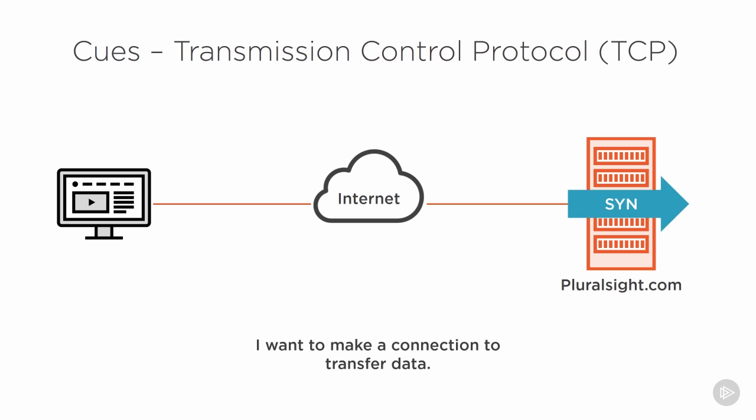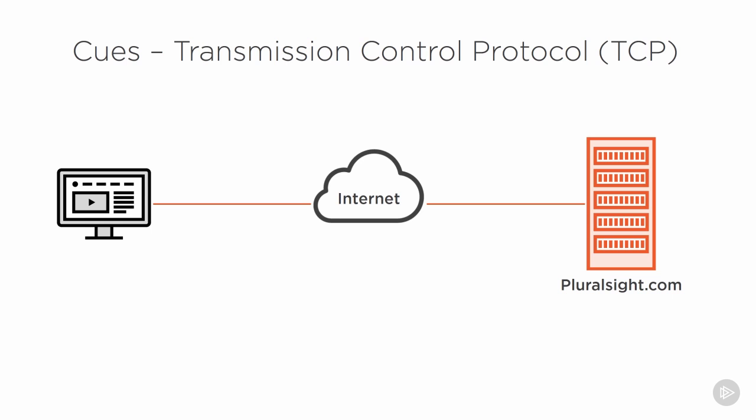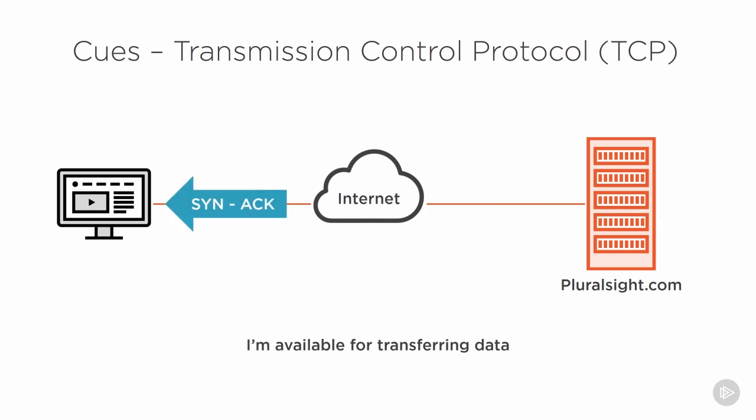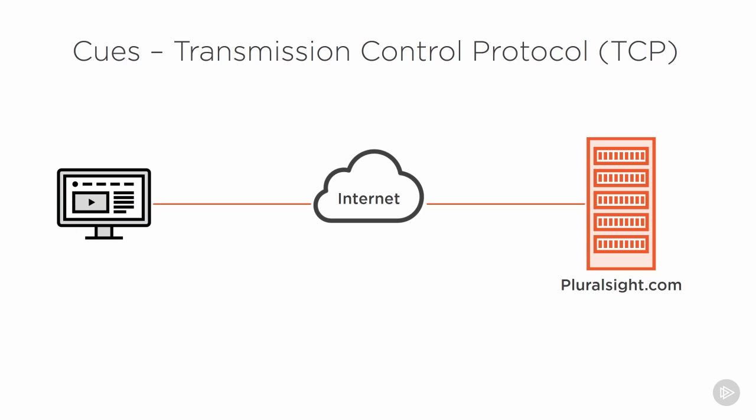And the server says, yeah, I'm available for that. So what the server will do is generate a message called a SYN-ACK to acknowledge the synchronization message, telling the workstation, yeah, I'm available for transferring data. The workstation will finally respond with an acknowledgement, or an ACK, saying, okay, I'm about to send data. I understand that you're open to do it. I'm going to send you something.